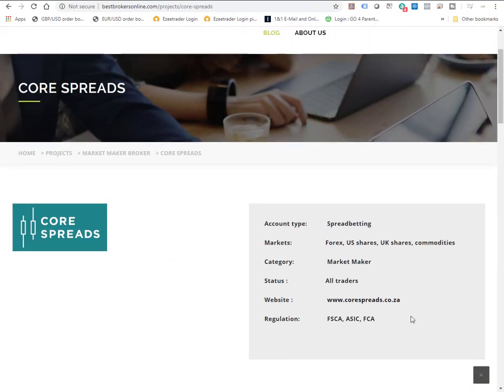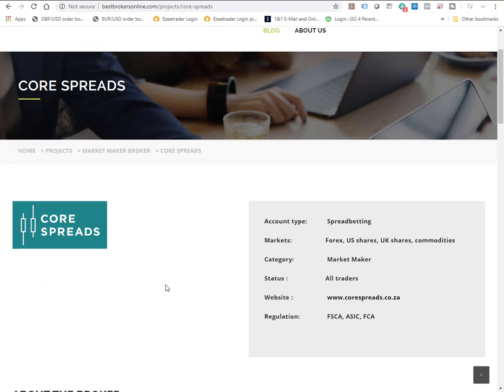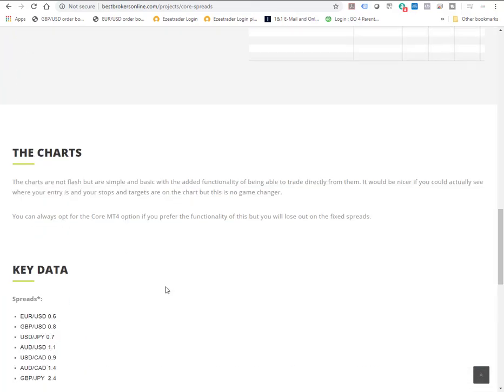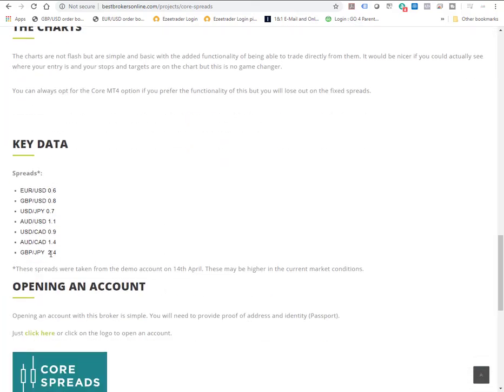A few things about them. Basically, they are a market maker. They're a spread betting company, so Core Spreads. They work on spreads. They work on a very tight spread. Now, I checked these out today, and I've just updated them. These are the sort of spreads. These spreads are thin, but they can do this because they're not making their money from the spread so much as they are taking. They are a market maker.